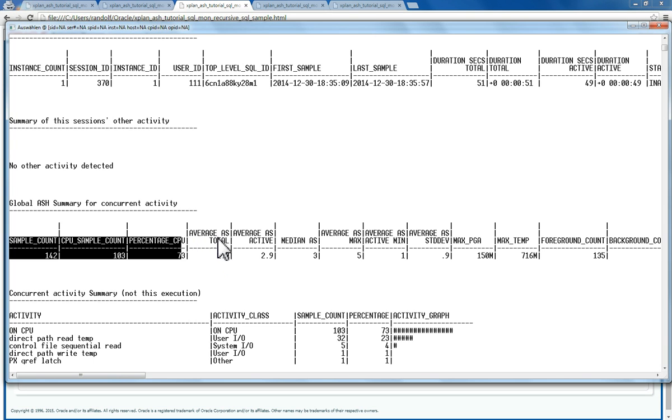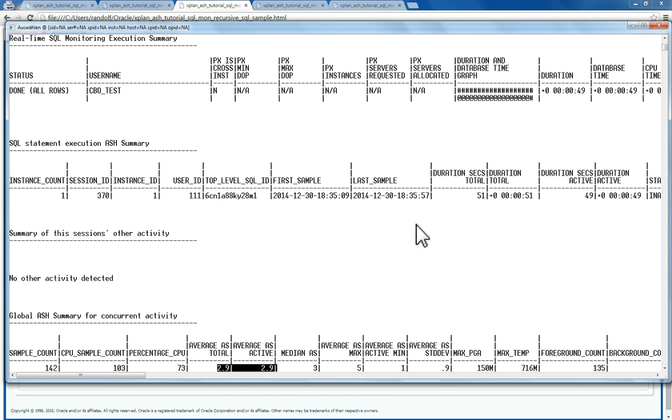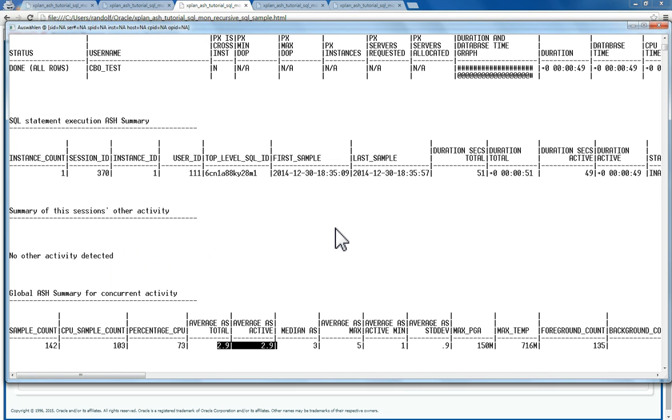We can see here, for example, 142 samples found. 73% out of these 142 samples were CPU activity. These 142 samples are in relation to the 49 seconds duration of the main SQL execution, so this is 142 seconds of database time. In principle, that tells you that there were on average almost 3 other sessions active.